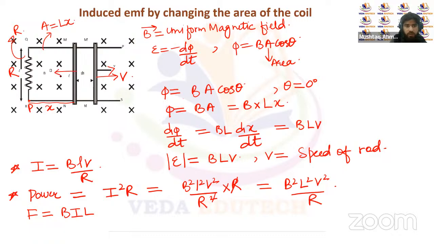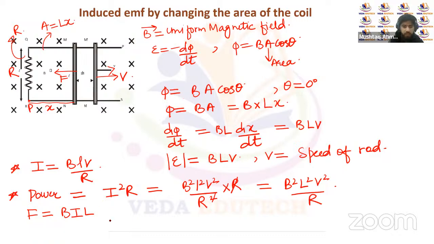It means that there will be a retardation in this rod. Or we can say, if we want to move this rod with a constant velocity, we have to apply the same amount of force on this rod towards the right, so that the rod continues to move with the same velocity, because there is a magnetic force on this rod towards the left, and to maintain the speed we have to apply the same amount of force towards the right also, right?